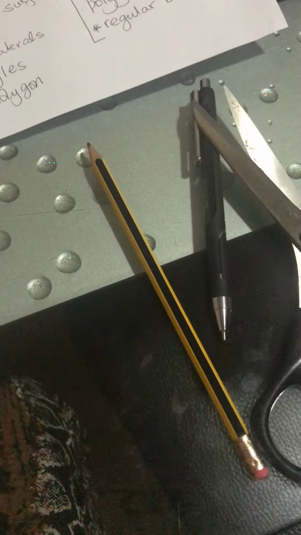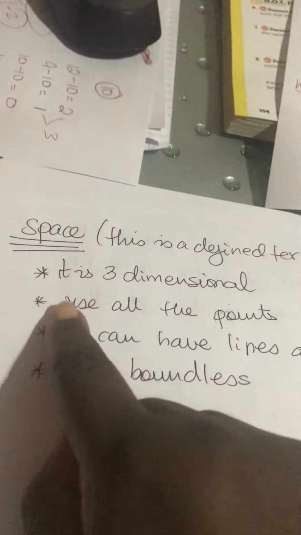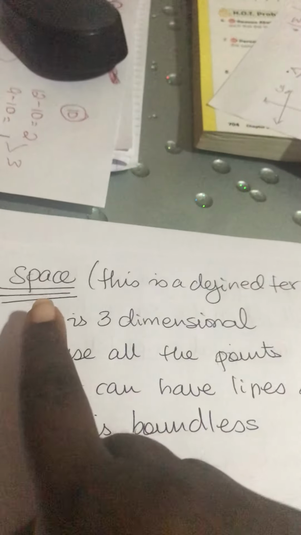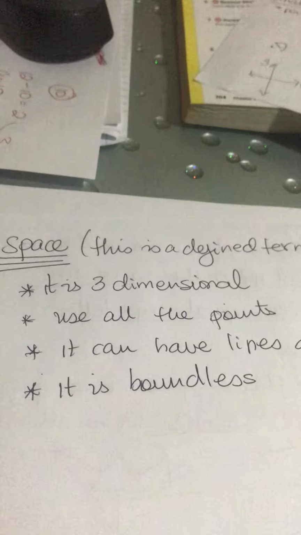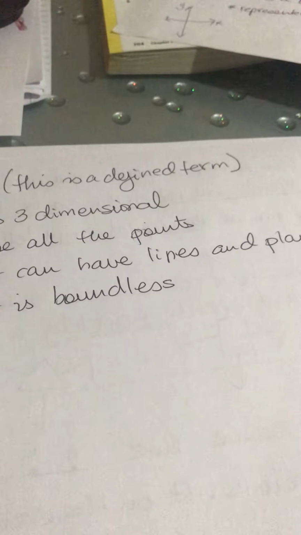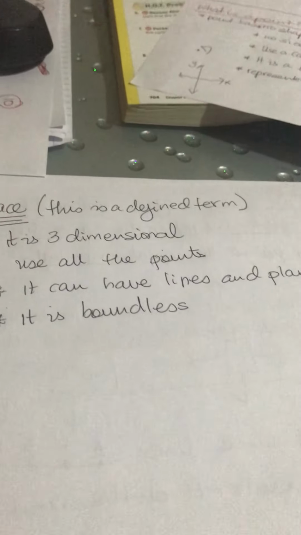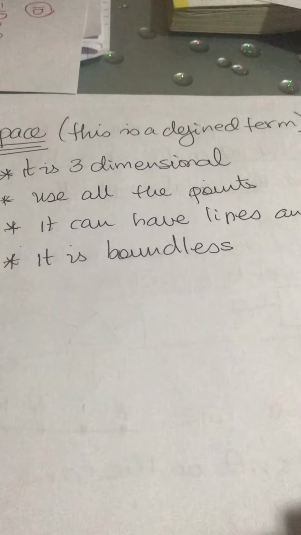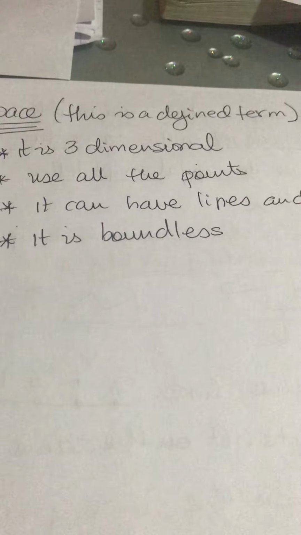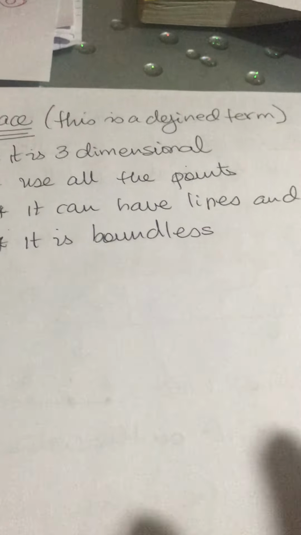Now let's talk about space, and then we'll do some examples. Remember we said points, lines, and planes are called undefined. But space is a defined term. When you're defining a space, you must say these words: it is three-dimensional. It uses all the points on the line and all the points on the plane. Three-dimensional space is made of lines, points, and planes. It is made up of all those.